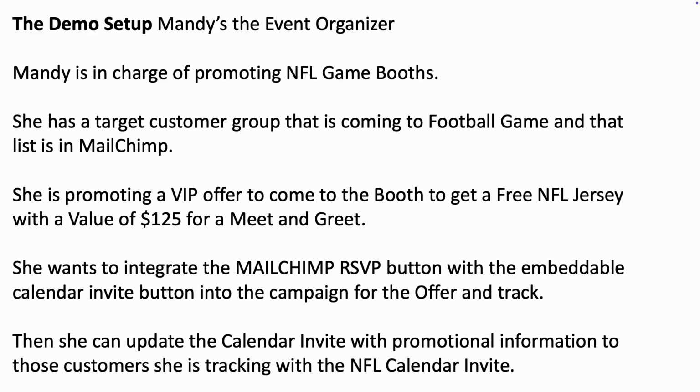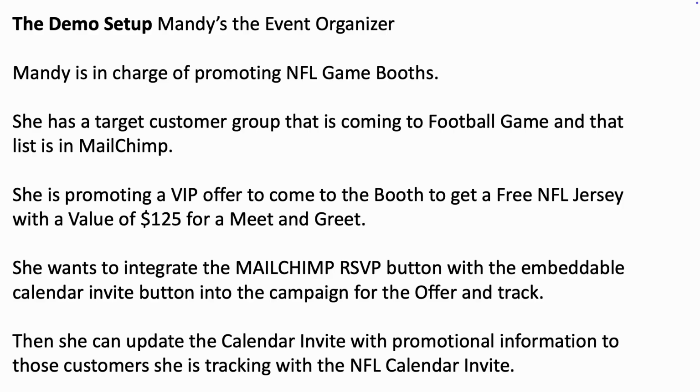So this is the setup. Mandy's in charge of promoting NFL game boosts. She has a target customer group that is coming to the football game, which is her list in MailChimp. She is promoting a VIP offer to come to a booth and get a free NFL jersey. It has a value of $125 for meet and greet. She wants to integrate the MailChimp RSVP button with the embeddable calendar invite button into the campaign and offer it and track it. She's not really sure how she's going to do this, but she's experimenting. Then she can update the calendar invite with promotional information to those customers she is tracking with the calendar invite.